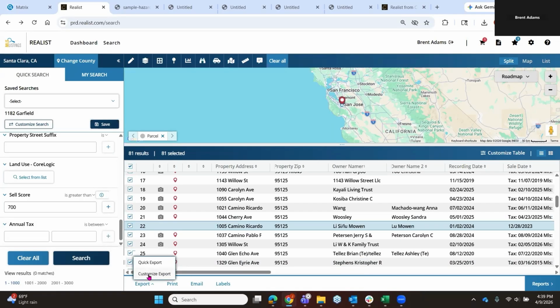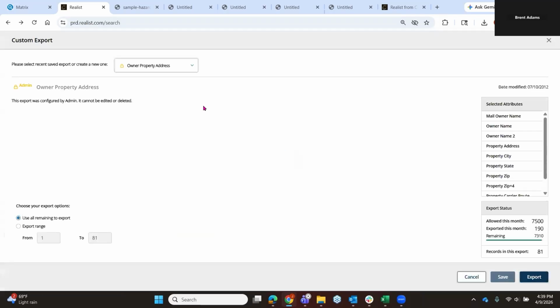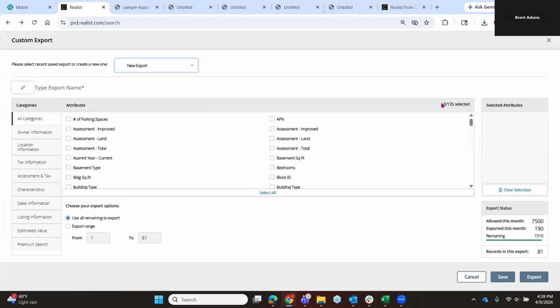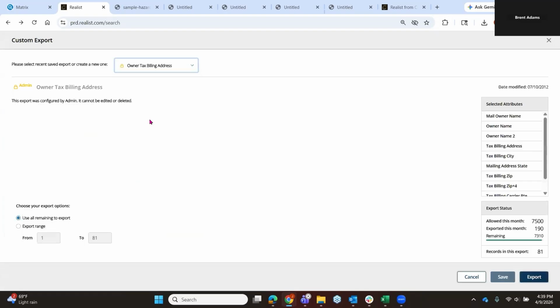And as you export, you can choose quick. By the way, quick will just export everything you see in the grid. Kind of what you see is what you get. Customize export will take you to an area where you can either build your own custom exports with over 135 fields of data, or we've got these templates preloaded for you. Owner property address and owner tax billing address.